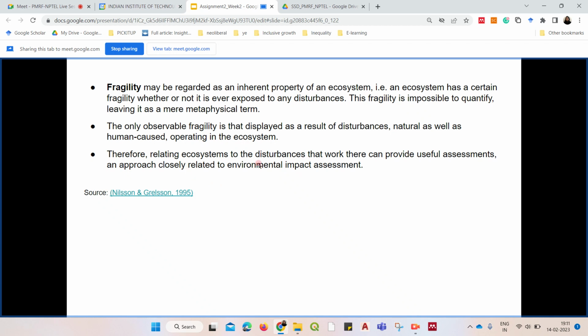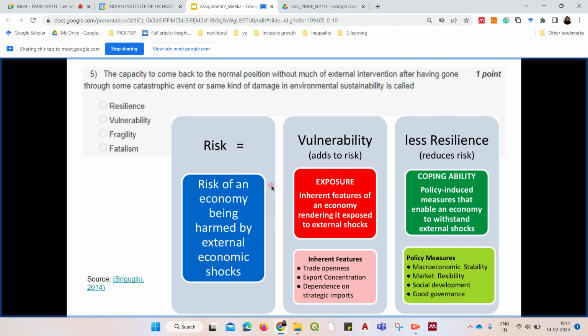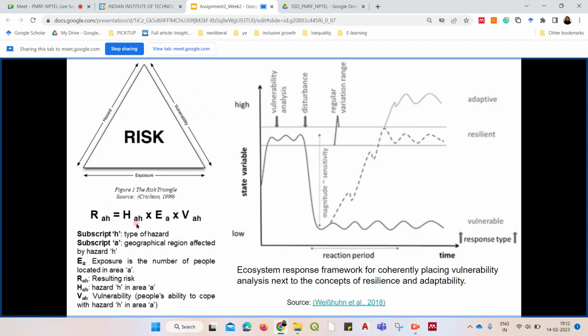So relating ecosystems to their disturbances can help provide useful assessment and an approach closely related to environmental impacts. Seeing how one disturbance affected one ecosystem at one point can help us assess, if a similar disturbance occurs on a similar ecosystem, how it will affect that ecosystem at some other point of time or at the same point of time, such things. So that is what fragility means. I hope this question is clear to you all.